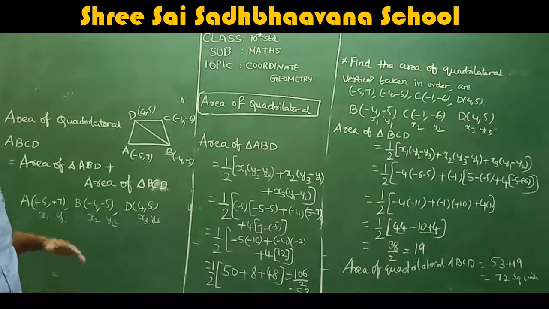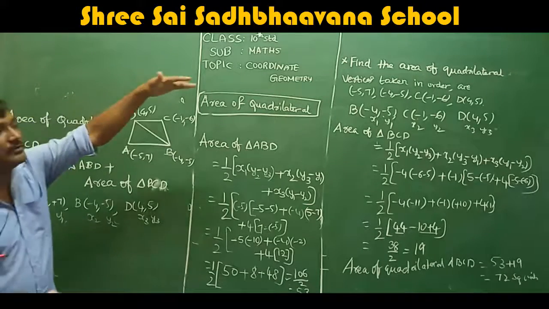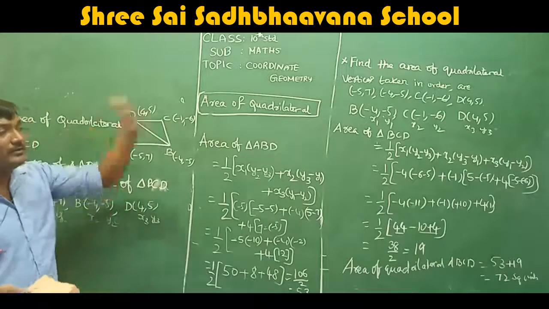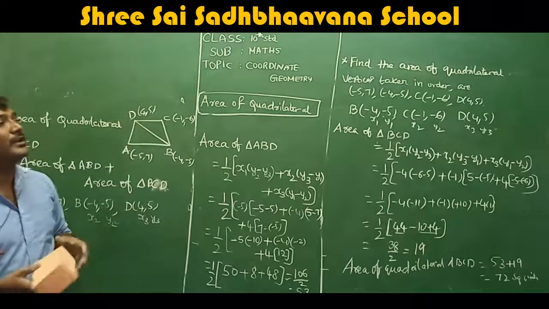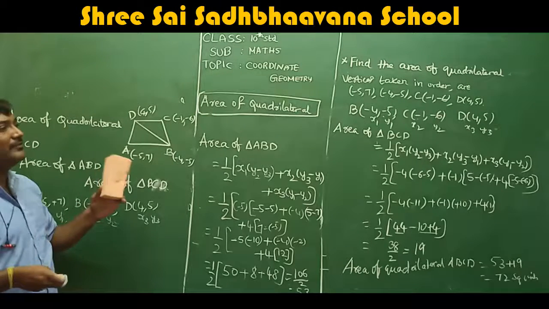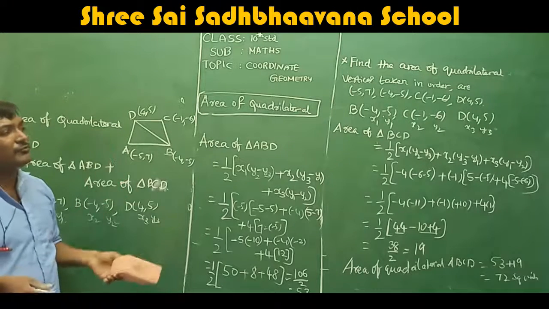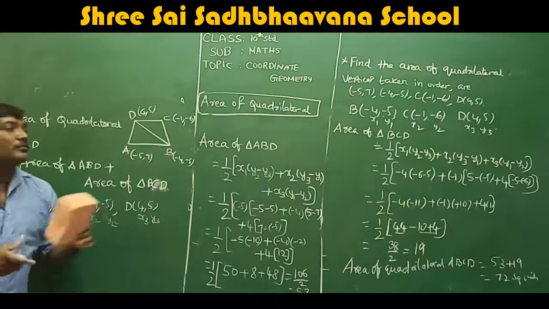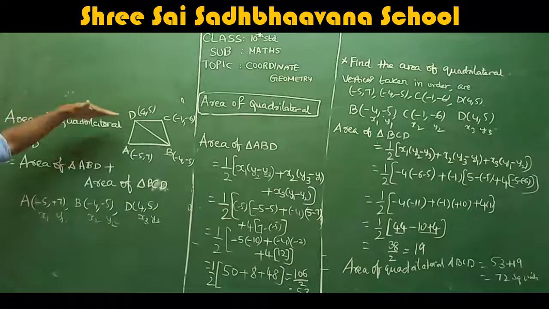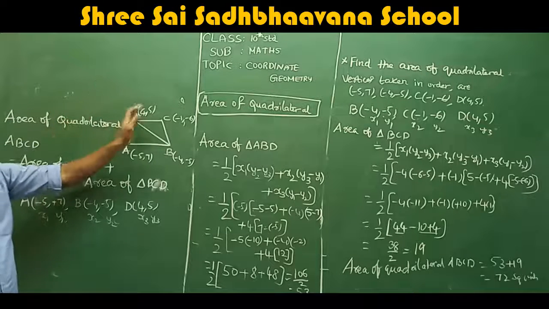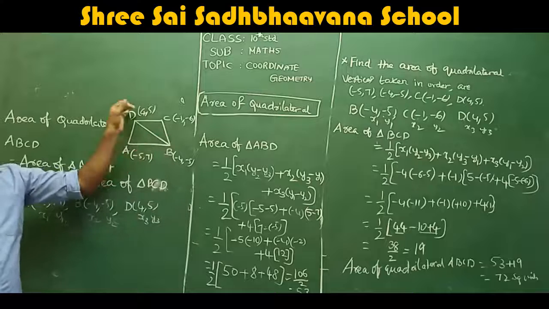So I'll just explain once again. This is the same kind of sum we did last class. Find the area of quadrilateral, taken in order. Whenever we are asked to find the area of a quadrilateral, we do not have a formula to find it directly. So we have to divide the given quadrilateral into two triangles, not equal triangles, just two triangles. So we divided it by joining B and D.